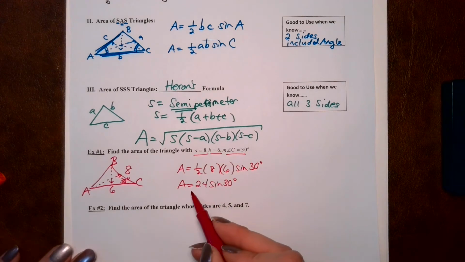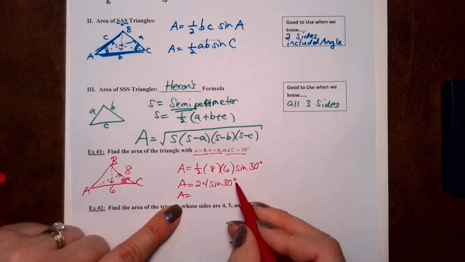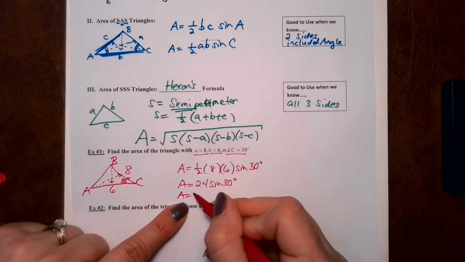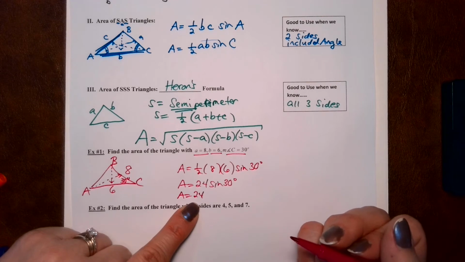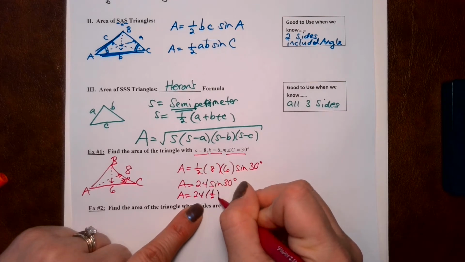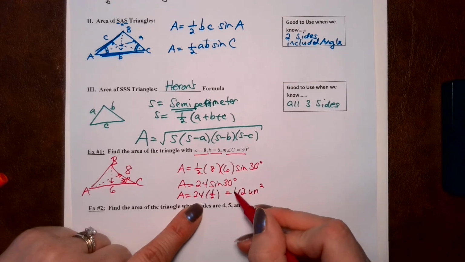Now normally we would just type this in our calculator, but I don't think we need a calculator because this is an angle that we know the value of. Because the sine of 30 degrees is how much? Yeah, it's 1/2. Half of 24 is 12 units squared.